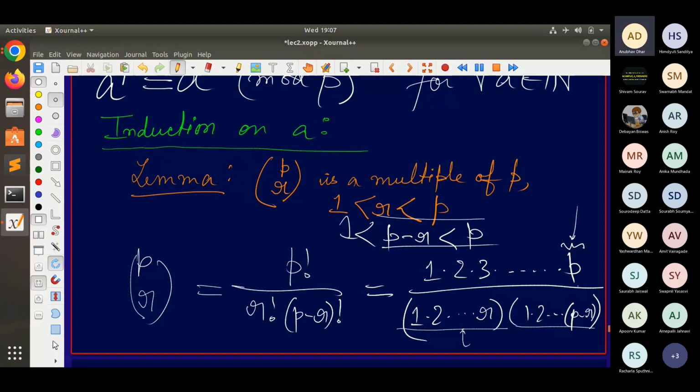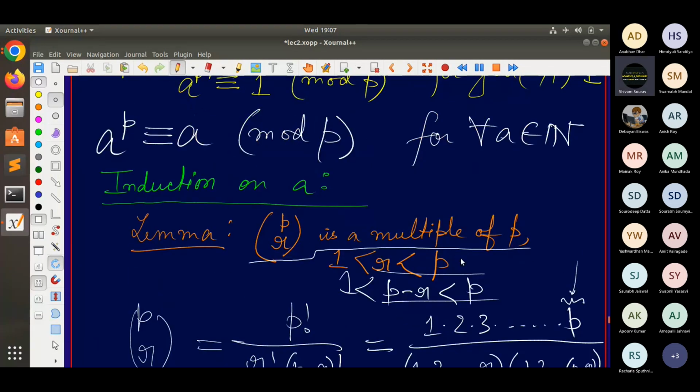So this is fine, right? So the numerator is divisible by p, the denominator is not divisible by p. So the numerator by the denominator cannot cancel this p factor. So p choose r is a multiple of p. So everyone clear with this? Yes.